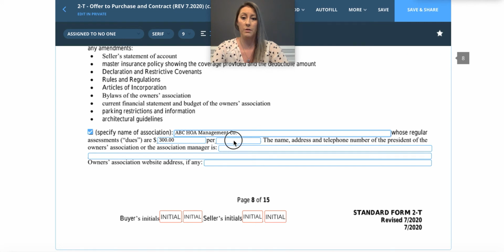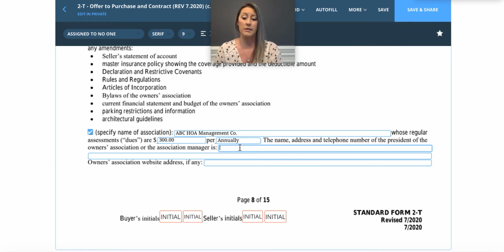annually. Why is it not clicking here? There we go. Annually. Again, I can't spell. Again, who is the name, address, and telephone number of the president of the owners association or the association manager. I usually put all the information. Sometimes they'll give you that information. Sometimes they won't. If I can't find the information, I will just put the ABC HOA management company. I will put their information here.